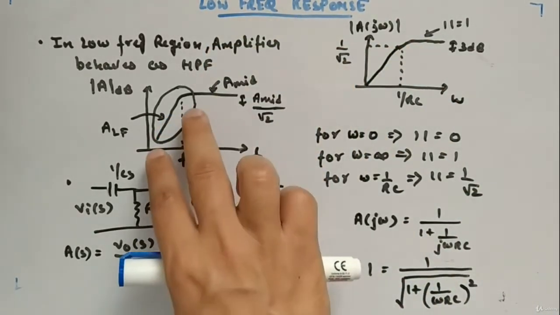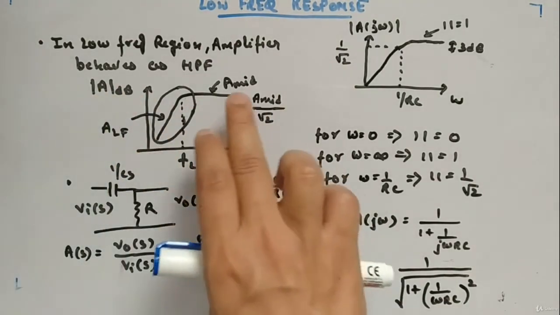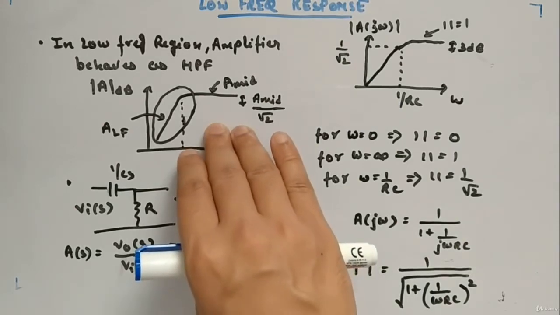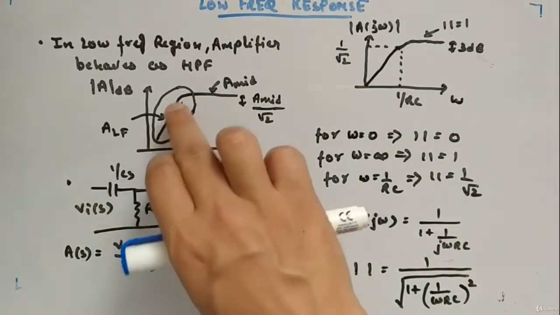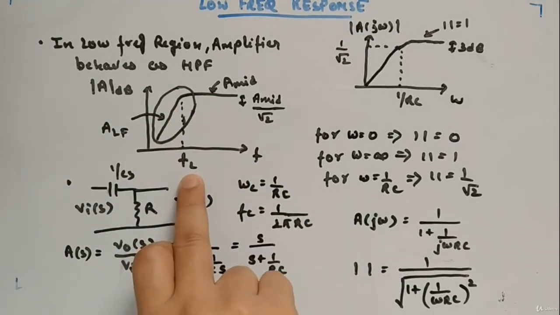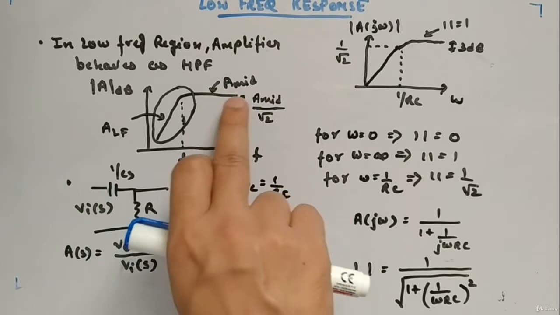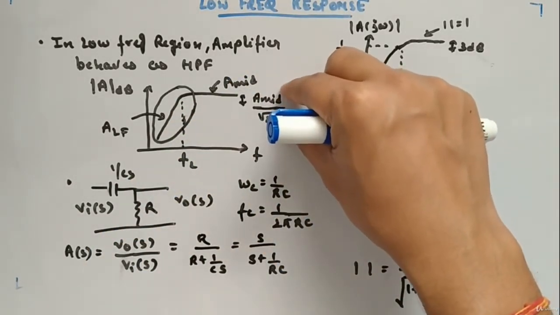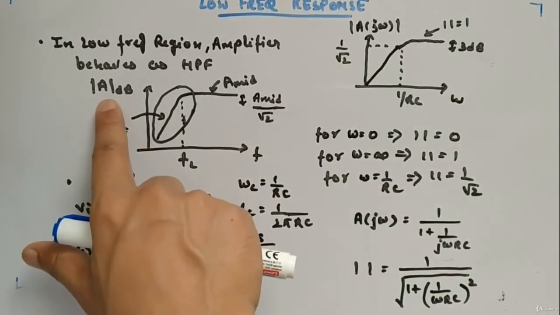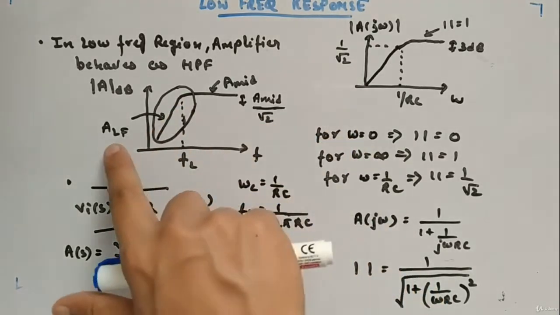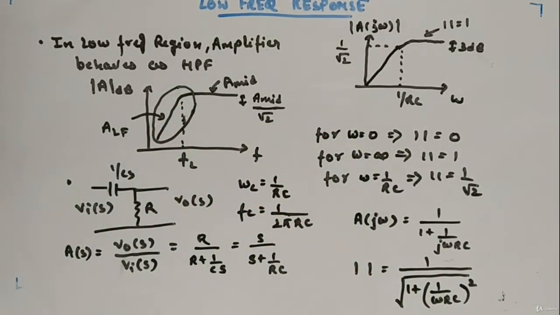Okay, low frequency means this region. If you remember the initial curve that I have shown, the frequency response curve in general, this circled part is what we will be focusing on now, where this is the FL and this is the midband gain, and at FL you will have midband gain divided by root 2, or 3 dB down gain. This is dB mod A and this is frequency, and this region will be A_LF, the gain, LF meaning low frequency.